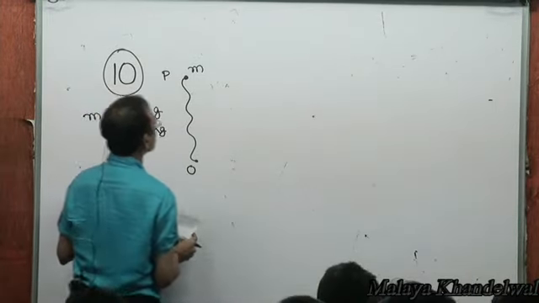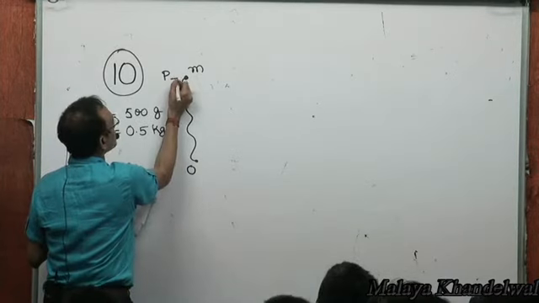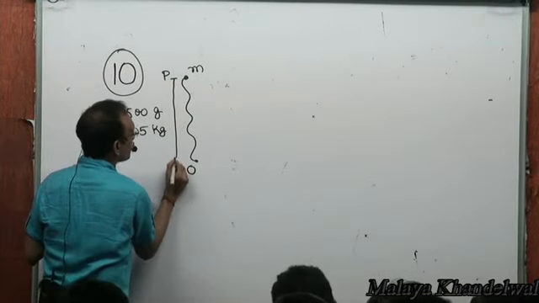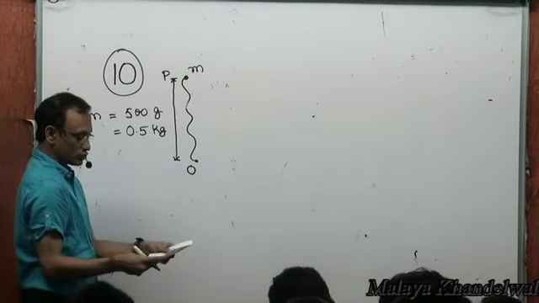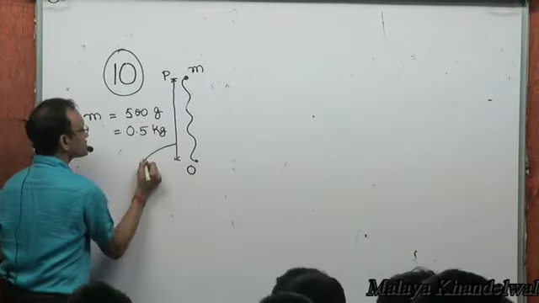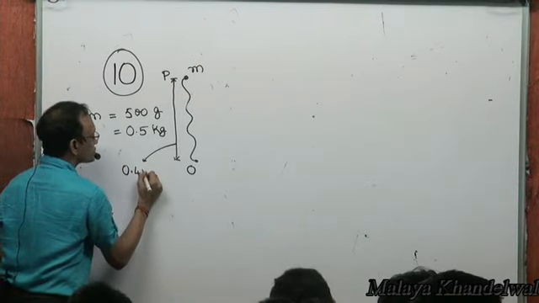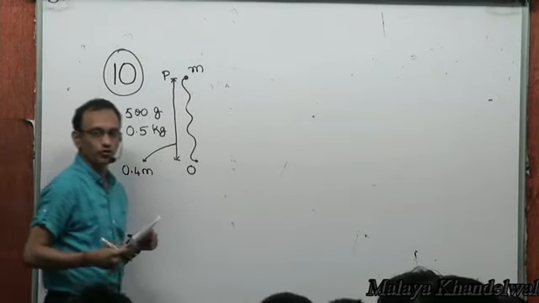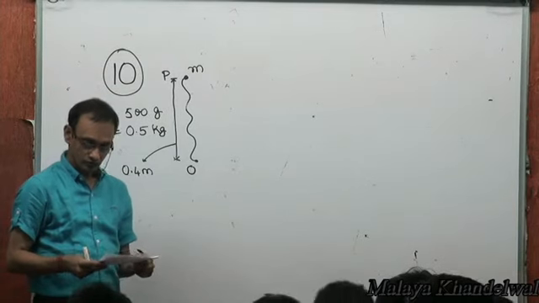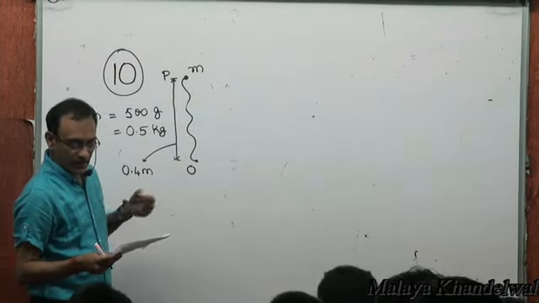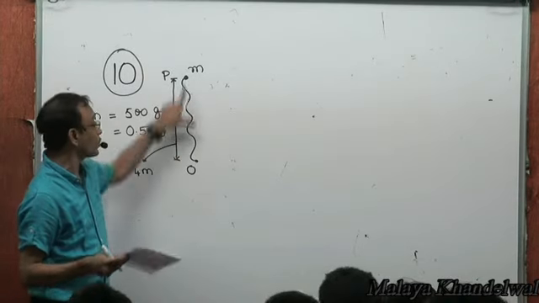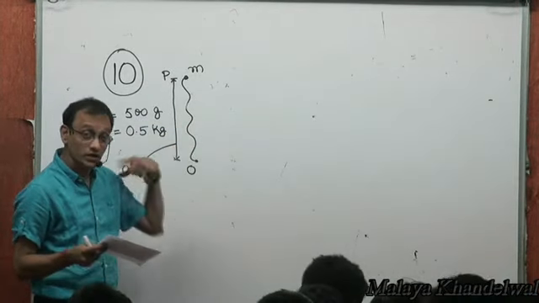And the distance of P from O is given to be 400 mm. This is 0.4 meters. OP is given to be 0.4 meters. And there is a fixed pin at O. The block is attached to pin O by an elastic cord. This is an elastic cord, a rubber band.